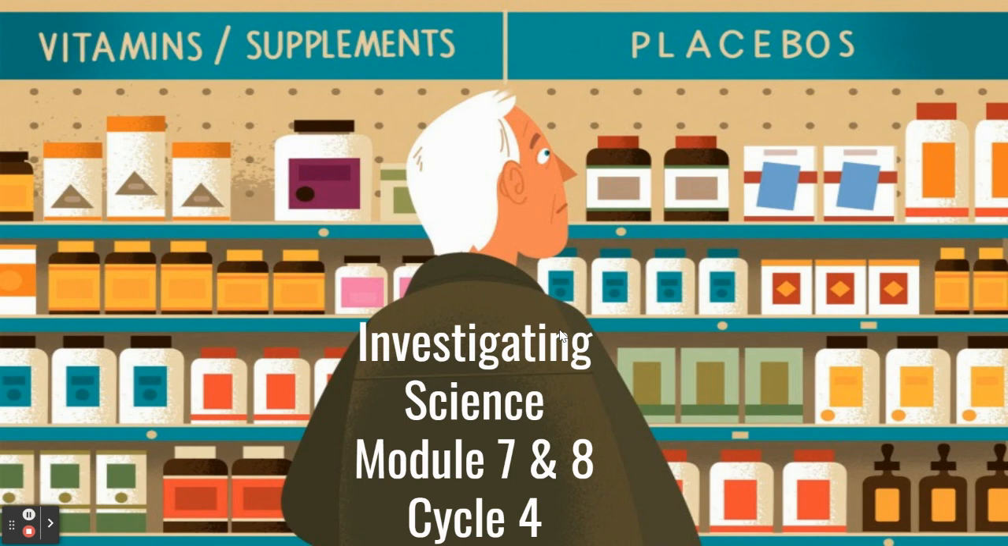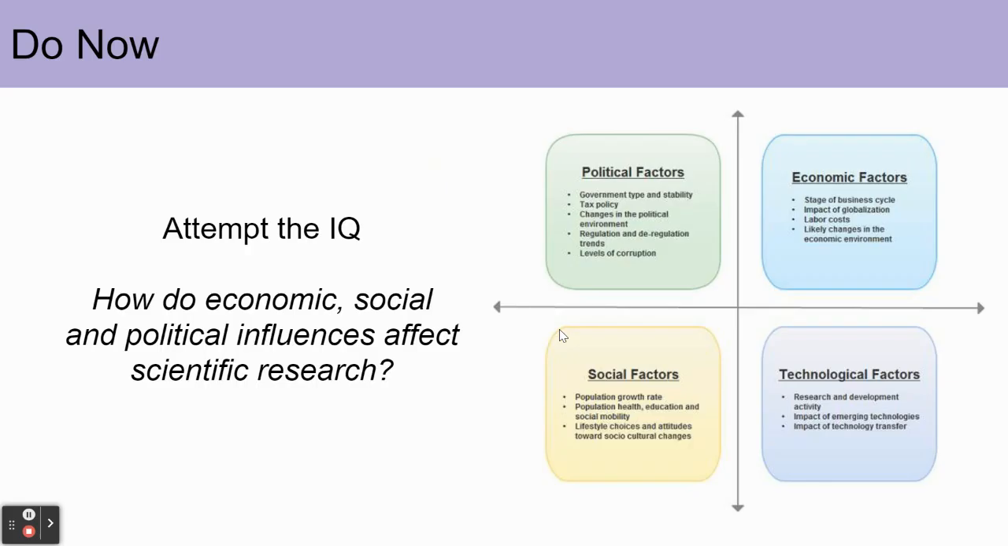This is part 4 of Module 7 and 8 for Investigating Science. First, we're going to start with our do now. I want you to attempt the inquiry question using this graphic here. The inquiry question is, how do economic, social, and political influences affect scientific research?